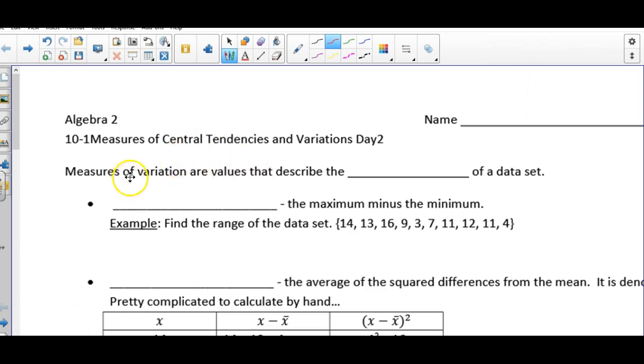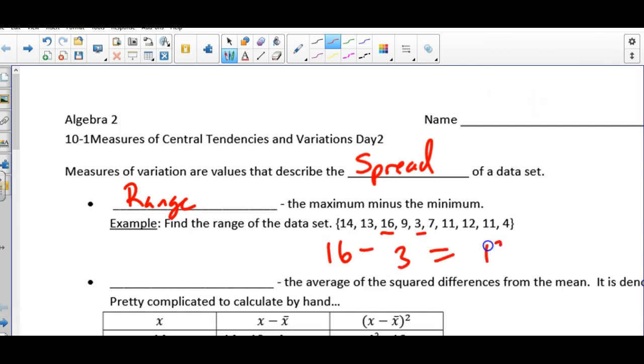This first blank right here says measures of variation are values that describe the spread of a data set. The range is the maximum minus the minimum. So for this example, if I needed to find the range, I would go the maximum minus the minimum. That will give me 13. 13 is the range.